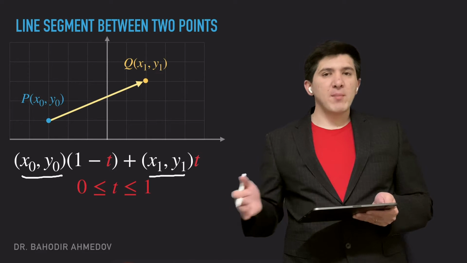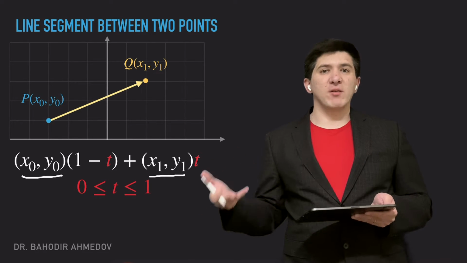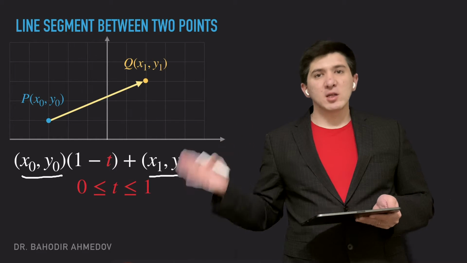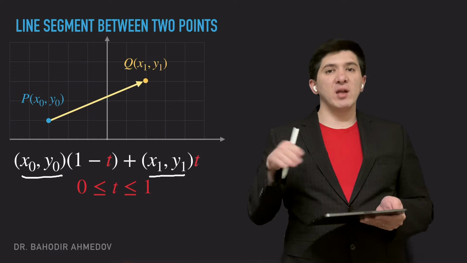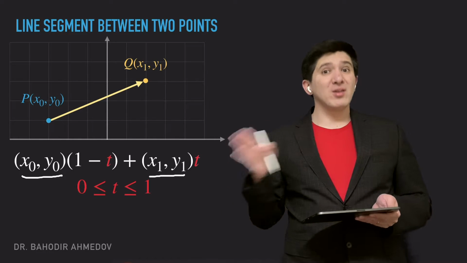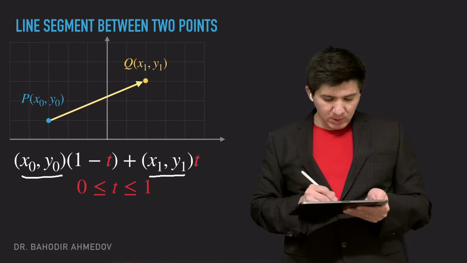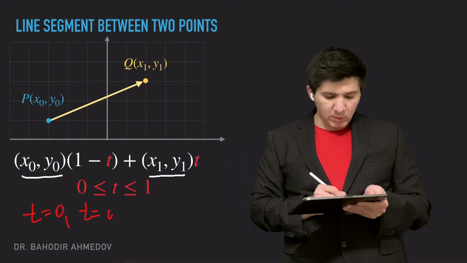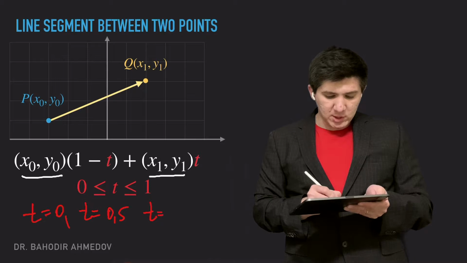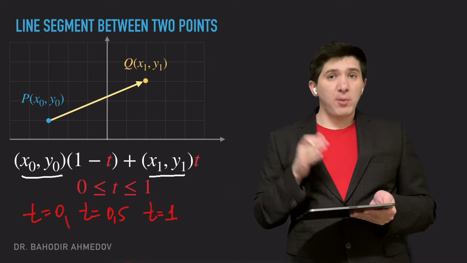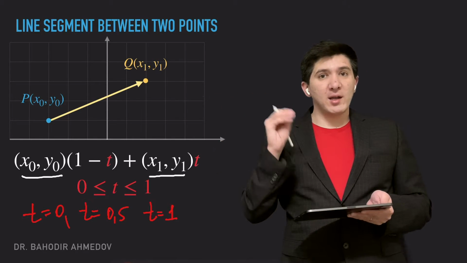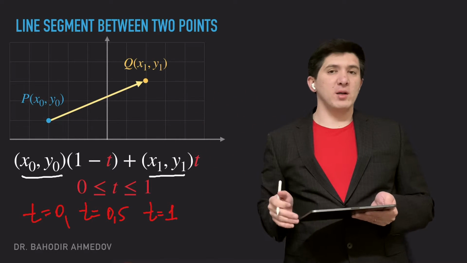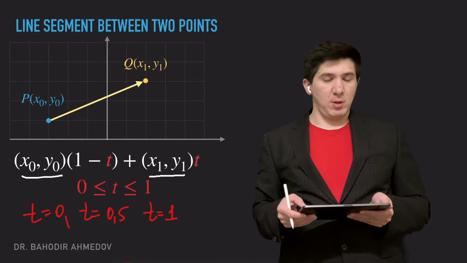Now, if you remember previously, if you're given the equation of a line, you just need to choose the value of x, then substitute it into the equation and find y, right? While here, you need to change the t. For example, t equal to 0, or t equal to 0.5, or t equal to 1 is going to give you the points at a certain distance from the starting point. But all the points are going to be in between these 2 points.